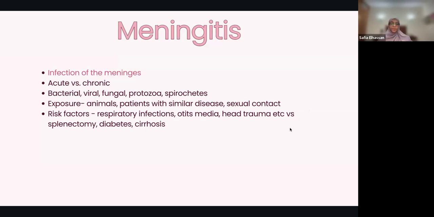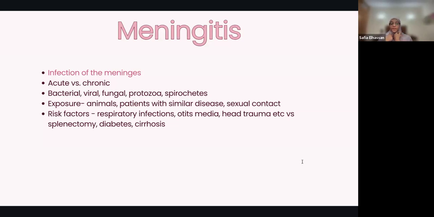So when you have a patient with meningitis, it's very important to take a good history. You want to ask about risk factors and exposure. So what kind of causative agents would you think about if they tell you they've been exposed to sick animals? Listeria, yes, correct. Patients with similar disease and also sexual contact, because that could raise flags for HIV and make you think of fungal organisms.